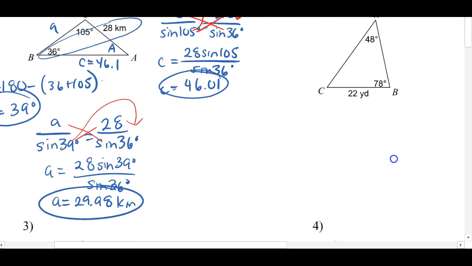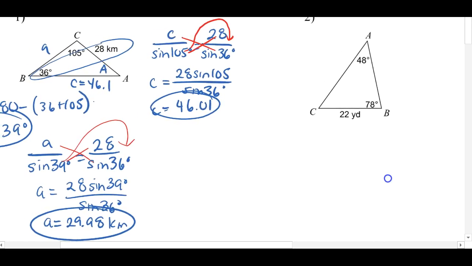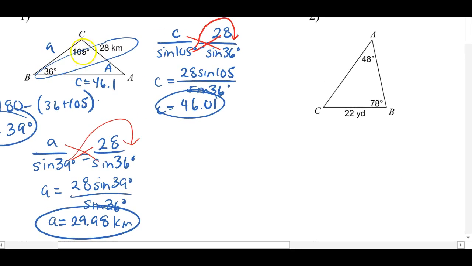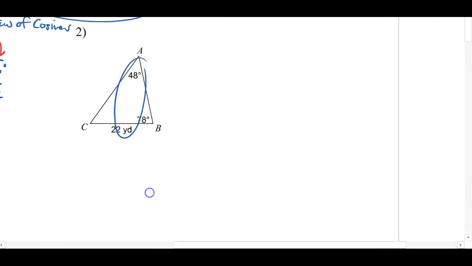Now the next triangle, you will solve the same way, because it's the same situation. We have two angles and one side. So again, you have this pair. There's your first pair. That's the one you're going to set up the sine with. I'll set up the first one, but I want you guys to do the rest on your own.